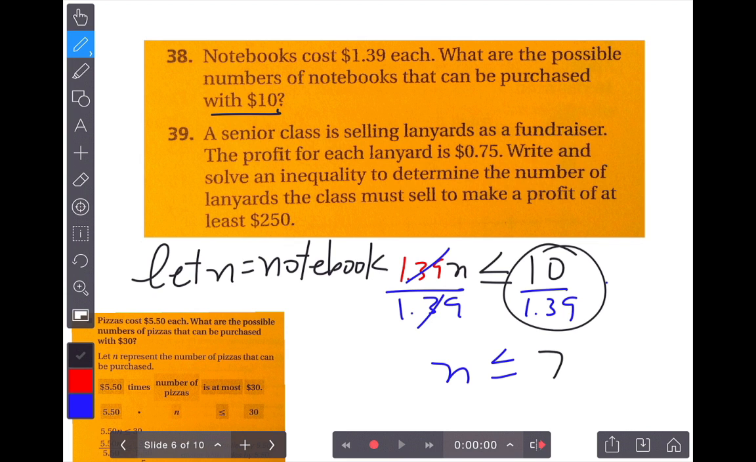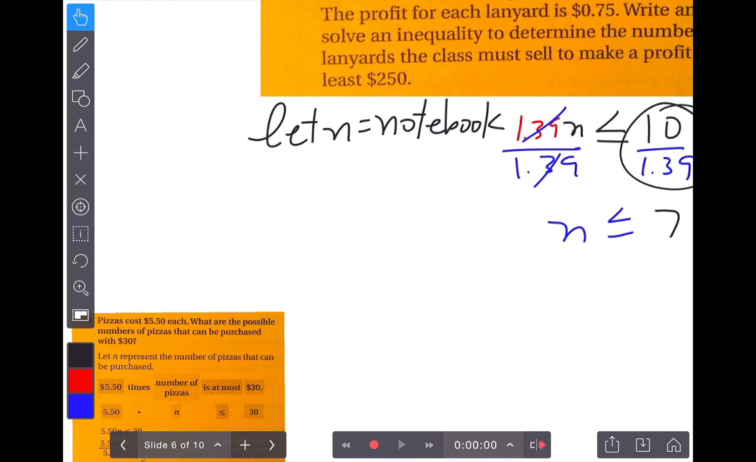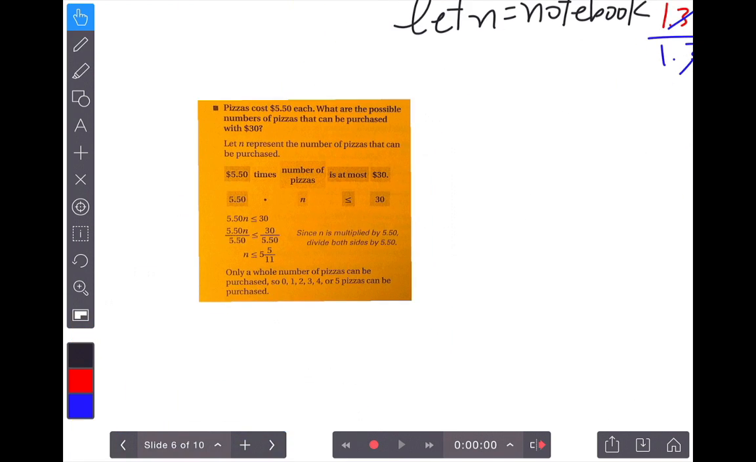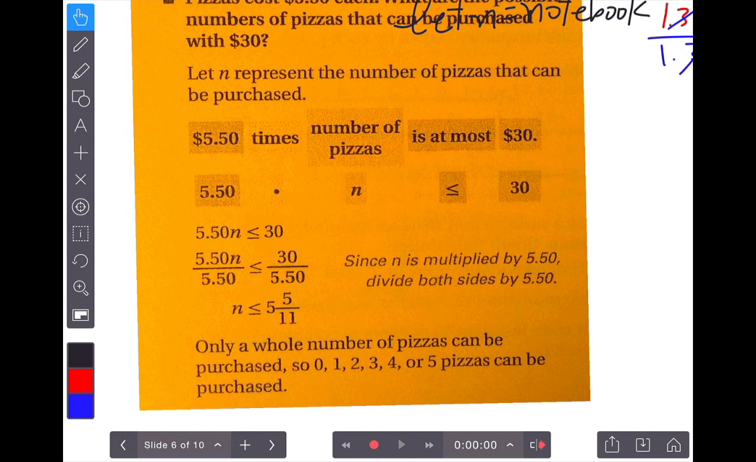Okay, if you want another example of that, you can actually look at this one, and this one did the same thing. Notice that it's 30 over 5.5. They didn't divide it all the way, but it did say only whole number pizzas can be purchased. So you can't buy 5/11ths of a pizza. I think someone would be really mad if you did that. If you received like half a pizza, or not even half a pizza, just 5 pizzas and some slices.